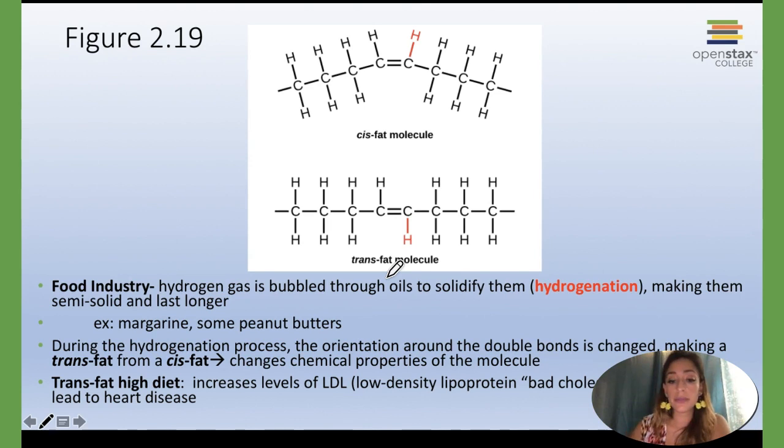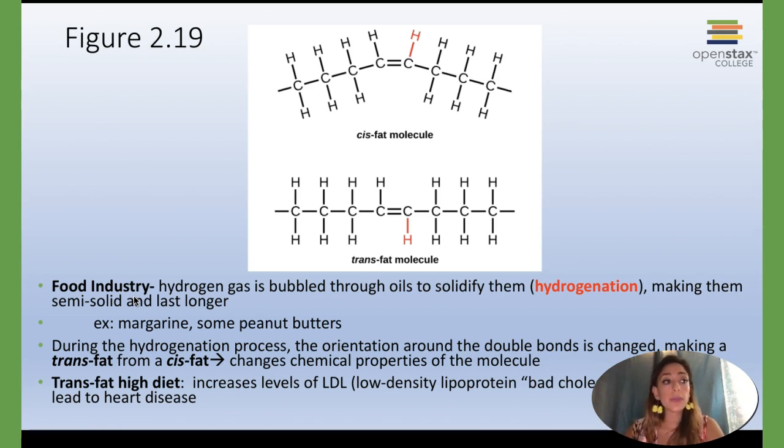This is what's going on here. This is a much more up close view of these guys. The food industries, okay, they actually have a hydrogen gas that's bubbled and pushed through the oils that causes hydrogenation and solidifies a lot of the foods that you guys eat, but it makes them semi-solid and it makes them last longer. The most common one that I'm aware of is peanut butter.